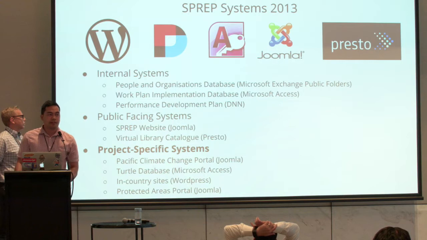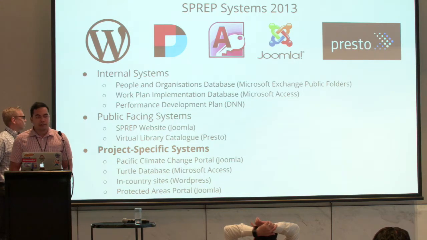Then we had our public-facing systems, like our main SPREP website, and that was implemented in Joomla. Actually, a lot of the websites around the Pacific at the time were either in Joomla or WordPress. We had a virtual library catalog running Presto, so that was all of our publications and any kind of material that came out of SPREP would live inside this virtual library catalog system.